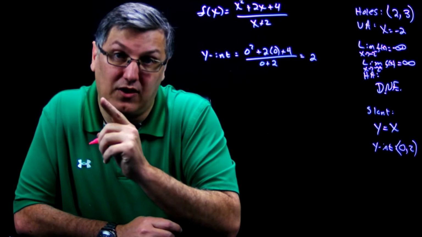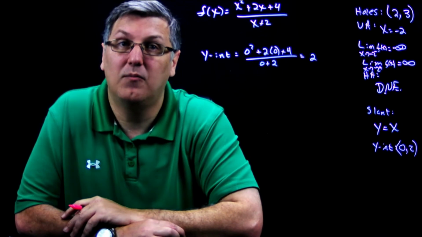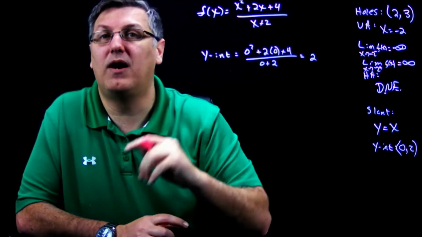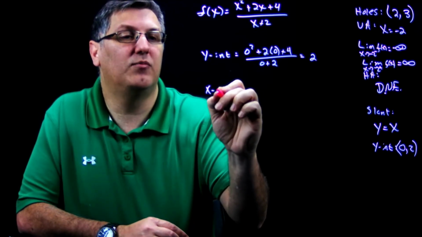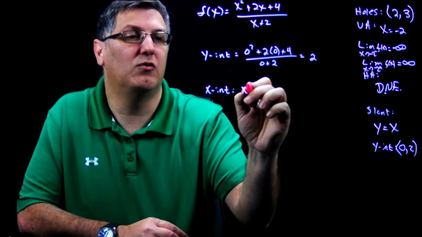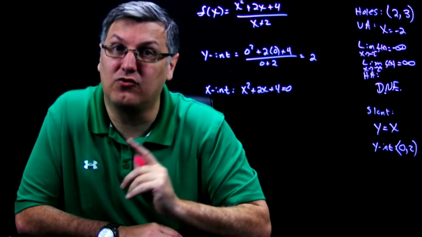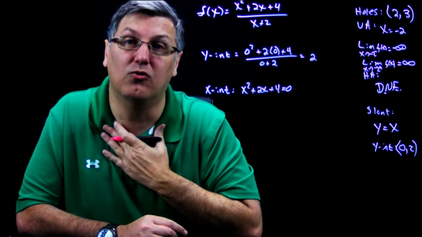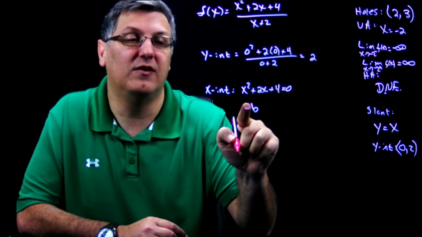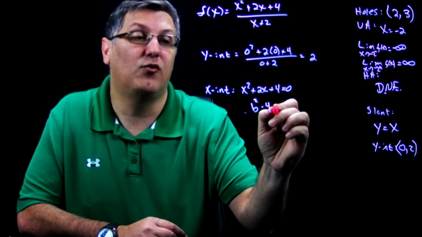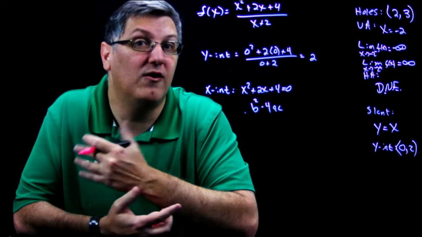To find my x-intercept, I'm going to take my numerator and set it equal to 0, because if I have 0 on the top and a number on the bottom, 0 divided by any number is 0. That's really what we need to do. So for my x-intercept, I set my numerator equal to 0, which is x squared plus 2x plus 4 equals 0. This doesn't factor, so I'm going to use the quadratic formula. But I always do the discriminant first. The discriminant is just b squared minus 4ac, because this is going to tell me if I need to finish it and actually get a number, or if I don't even have x-intercepts.